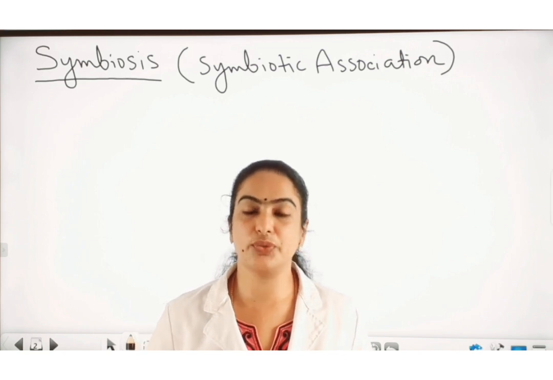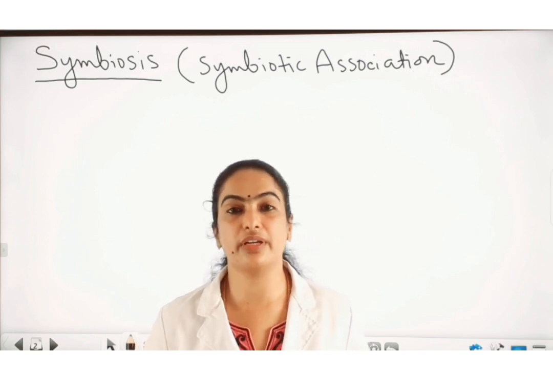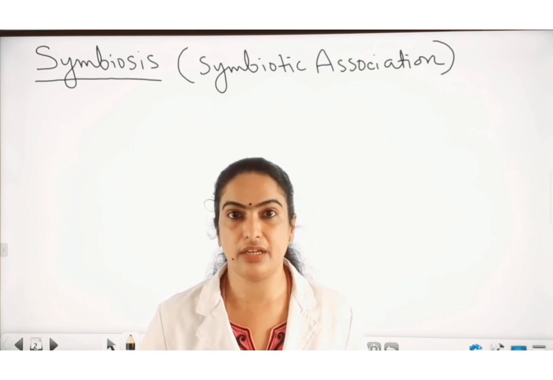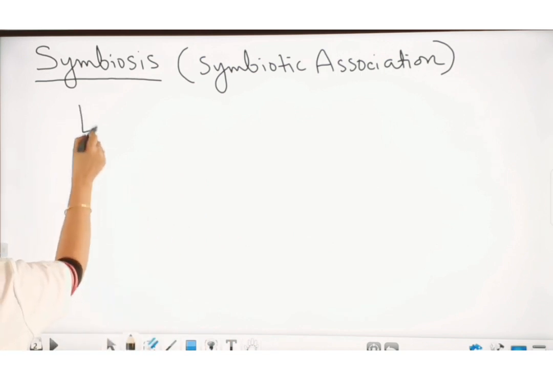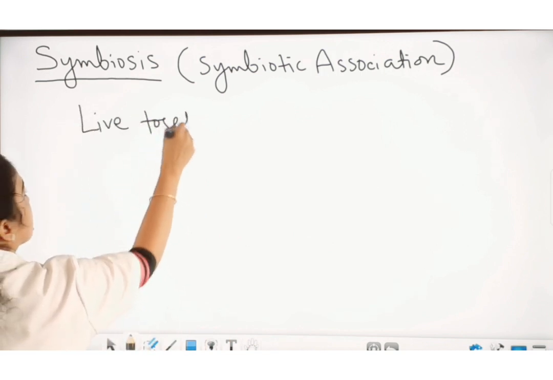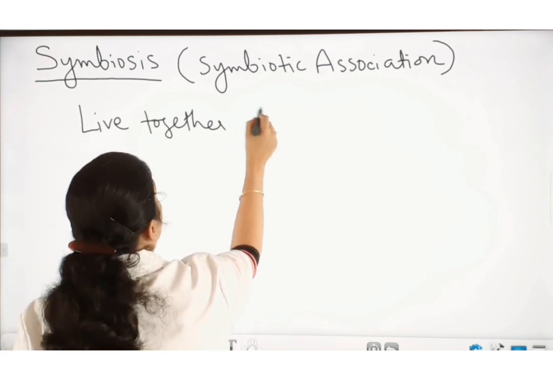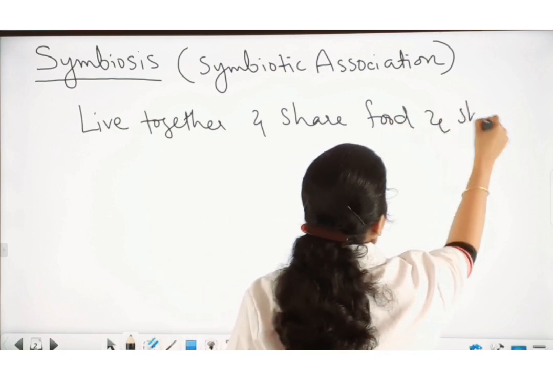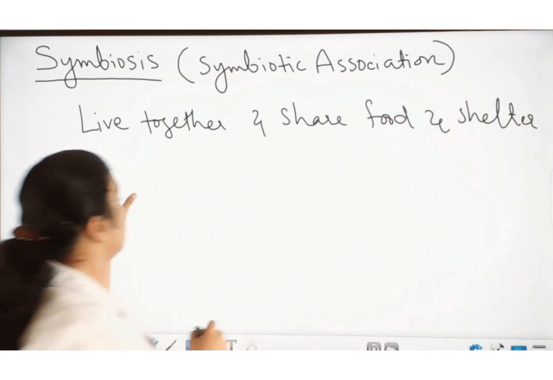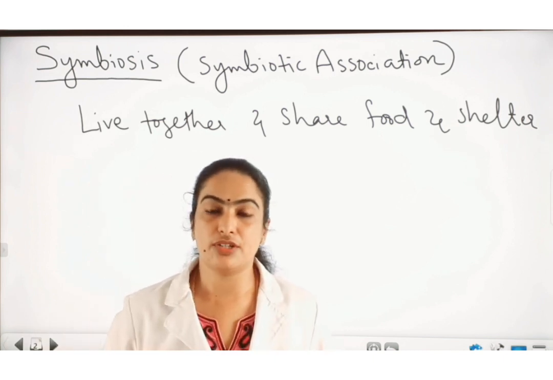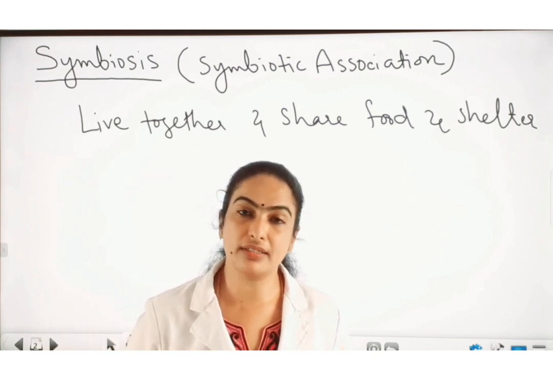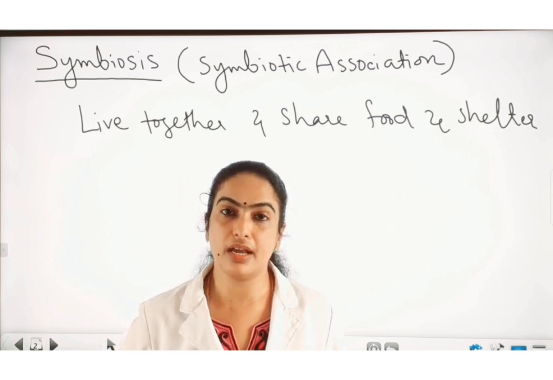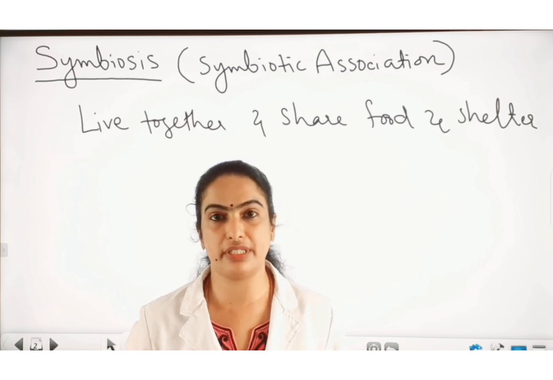In symbiotic association, two different types of organisms live together and share food and shelter. And here two partners are here. So in this symbiotic association, two partners are associated for sharing food and shelter. Here the two partners are mutually benefited.